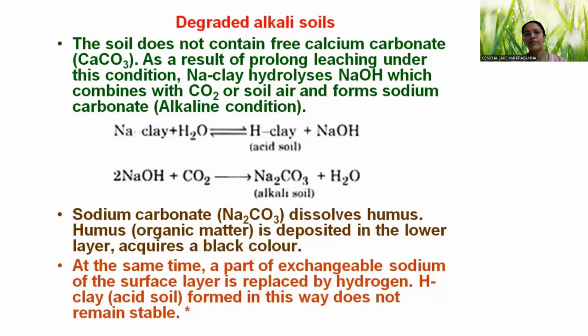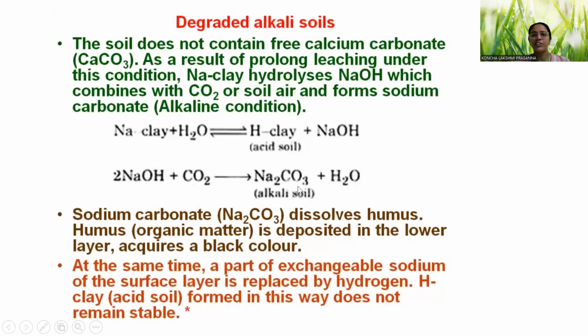The hydrolysis of sodium clay takes place and forms the hydrogen clay and the NaOH. This NaOH which is formed combines with the carbon dioxide and forms the sodium carbonate, making the alkali soil. The sodium carbonate helps in the dissolution of humus.